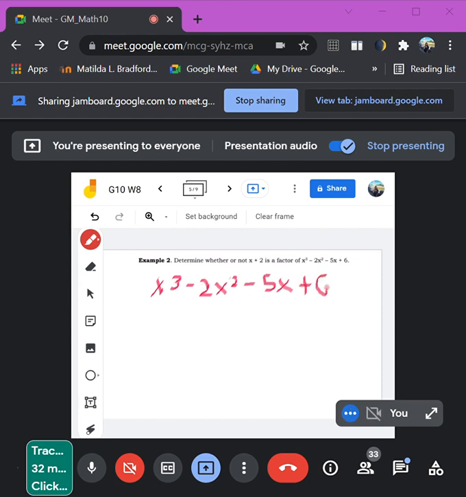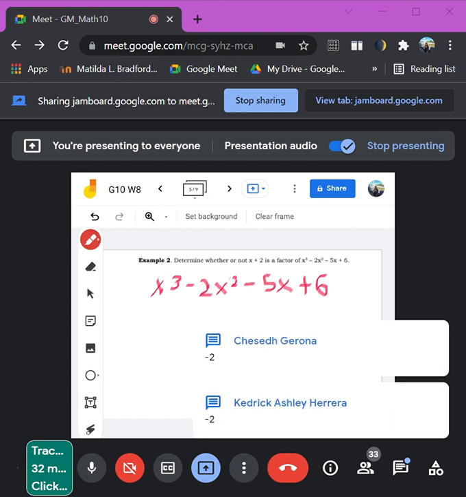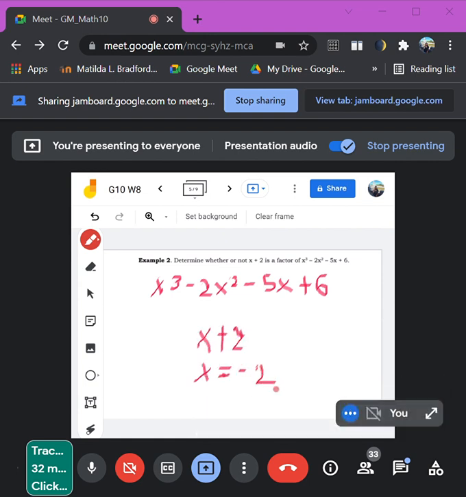And then, for the value of x, class, you have there x plus 2. It will become x is equivalent to negative 2. We just transposed it, so from positive it becomes negative 2. So we're going to use negative 2 as our value of x. So we're just going to simply substitute.